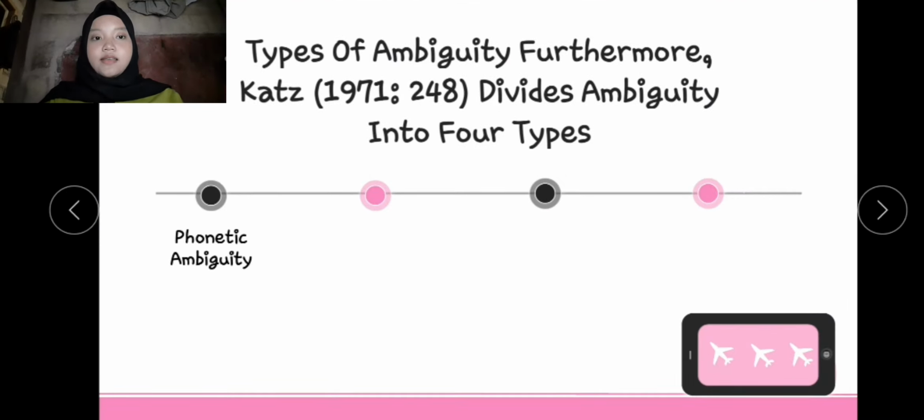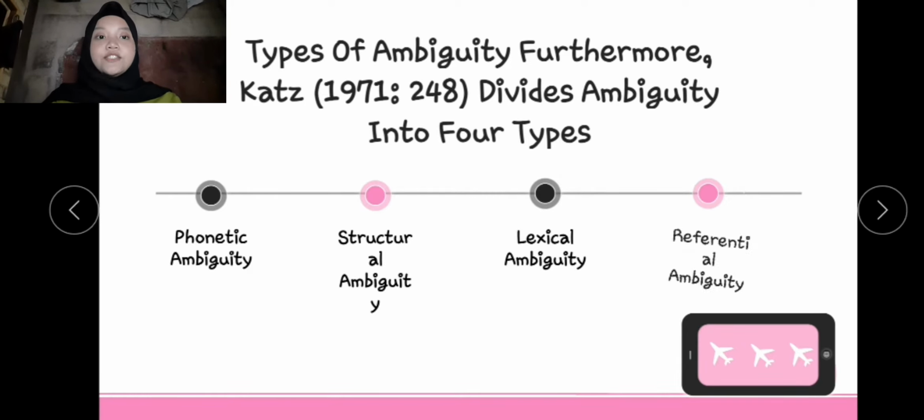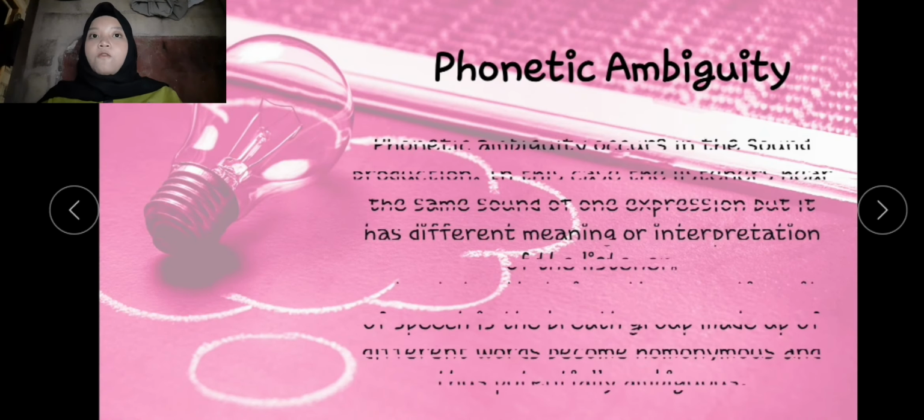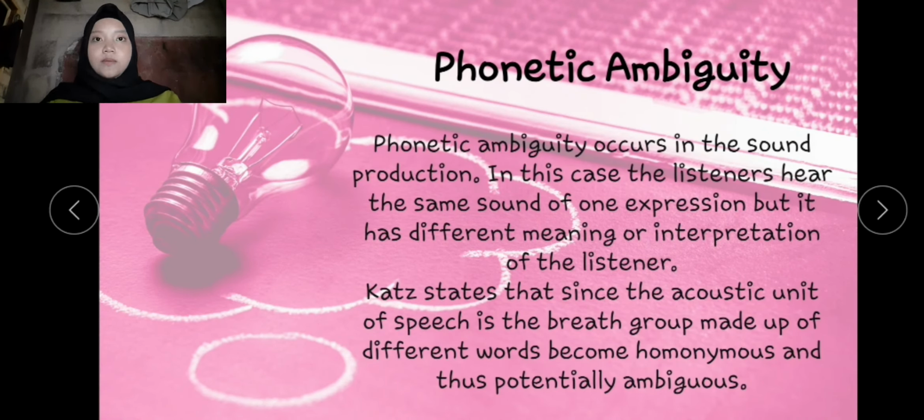Okay, next. I will explain about types of ambiguity in translation. Furthermore, Katz divides ambiguity into 4 types. They are phonetic ambiguity, structural ambiguity, lexical ambiguity, and referential ambiguity. Each type is described as follows. First, phonetic ambiguity.